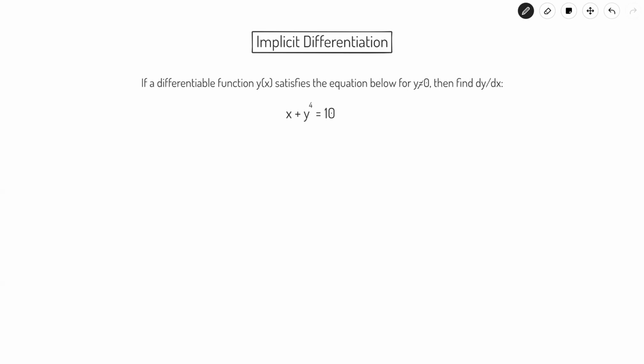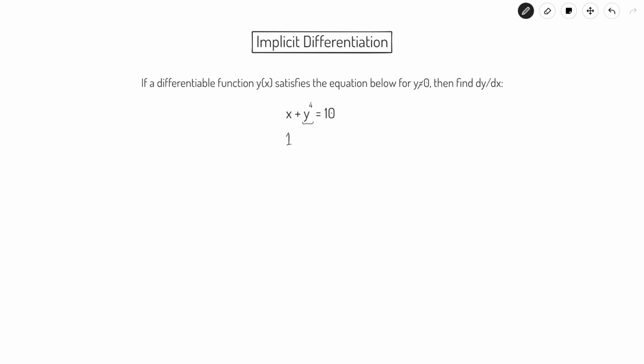Notice that x here is our independent variable, while y, as usual, is our dependent variable as it depends on whatever x is. So first, I'll take the derivative of x with respect to x. Of course, using the power rule, we know that's just going to be the number 1.